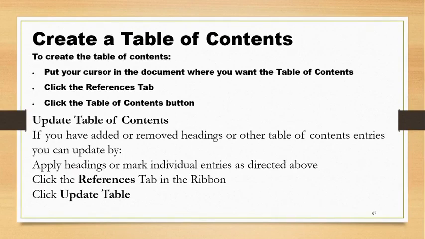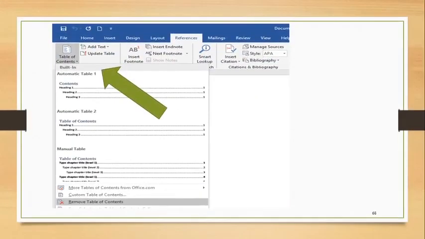Let's see how you create a table of contents, that is the TOC. To create the table of contents, put your cursor in the document where you want the table of contents. Click the References tab. Click the table of contents button. Then, once you do that, you might have added some data and you want to update the table of contents. If you have added or removed headings or other table of contents entries, you can update by applying headings or marking individual entries as directed above. You click the References tab in the ribbon, then you click on update table, that is update table of contents. Therefore, this is how you go about it.